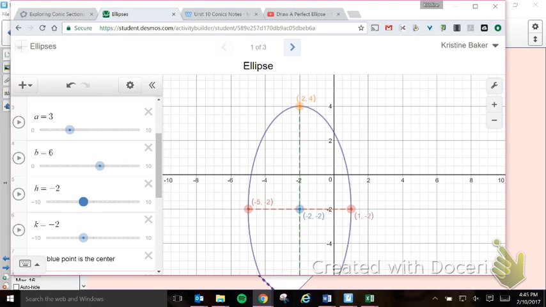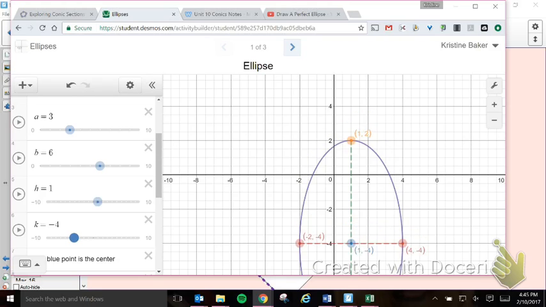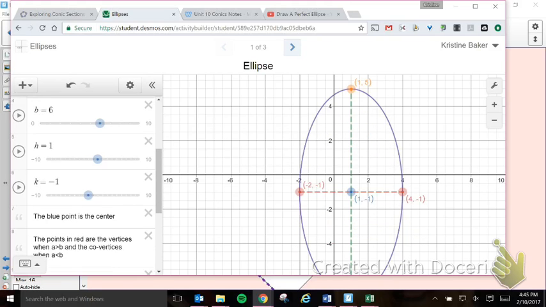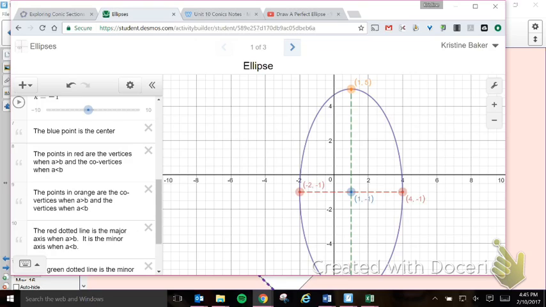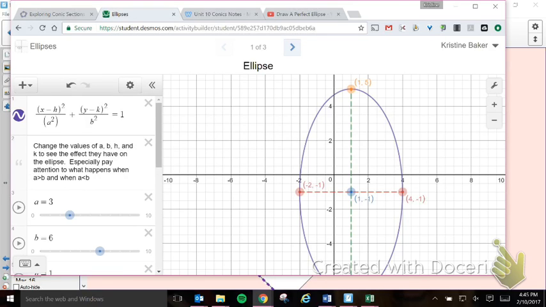We also can move H and K, which is going to move our center. And then it just gives you, again, that same information that we just said. So if you want to play around with this a little bit on your own, you're welcome to. It gives you the information on how to get there.